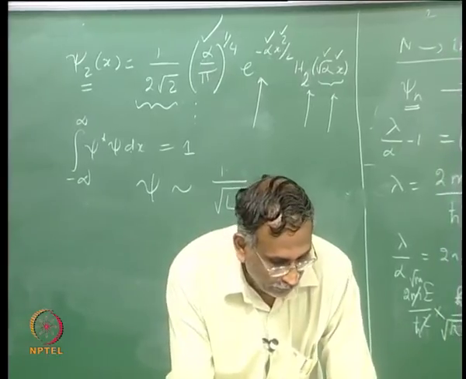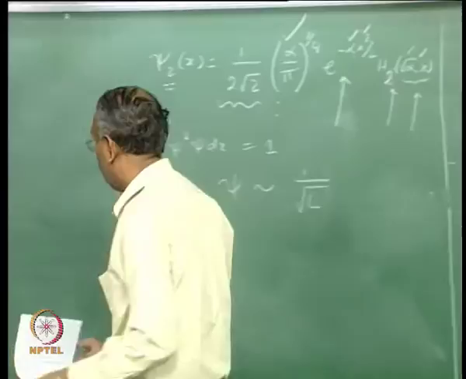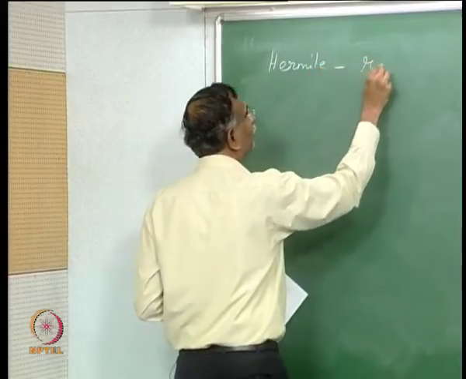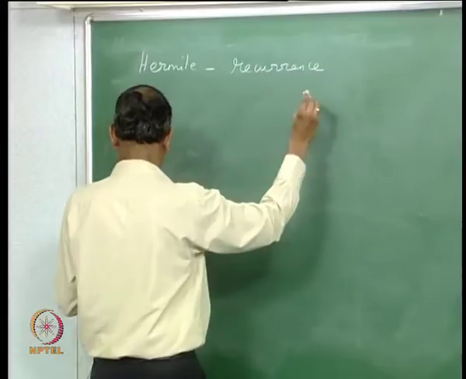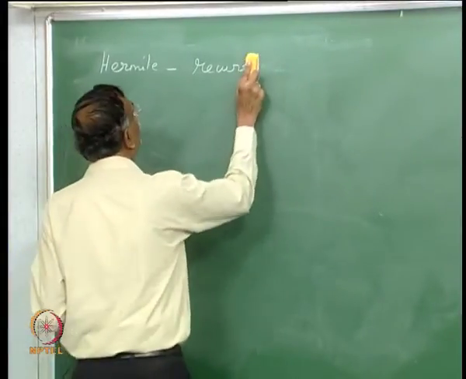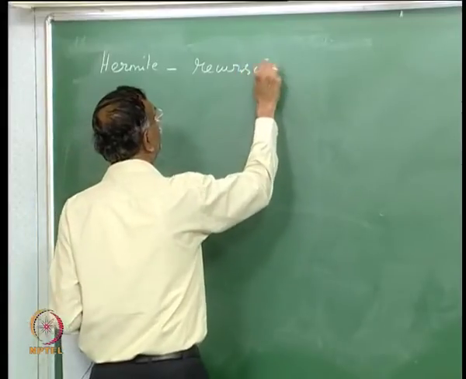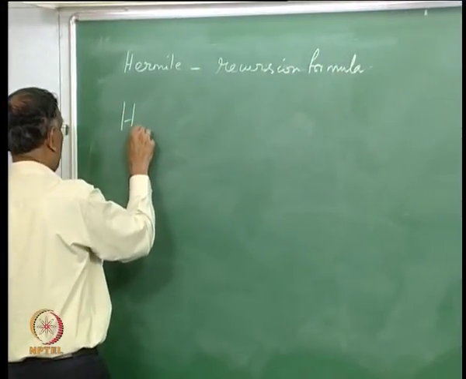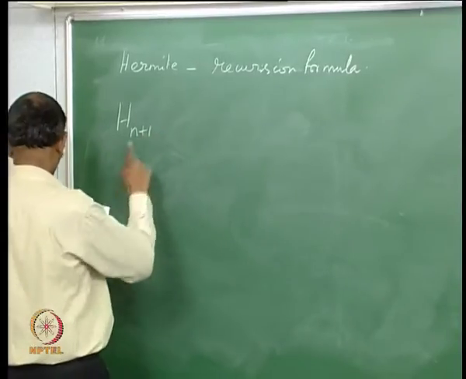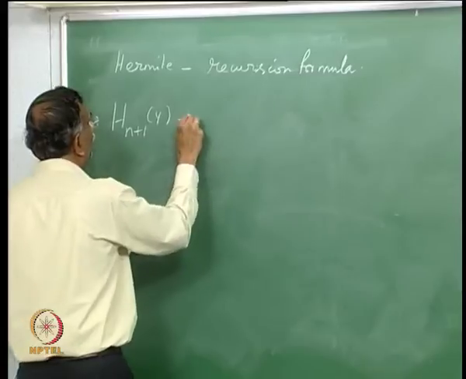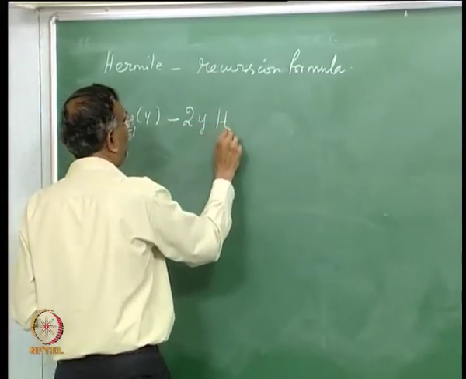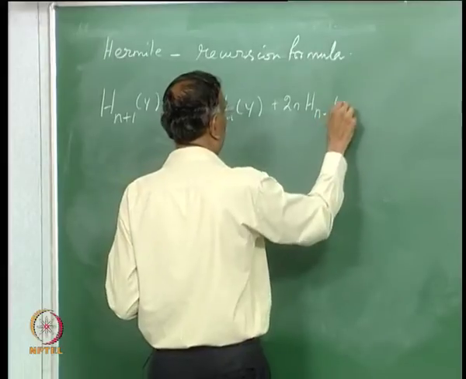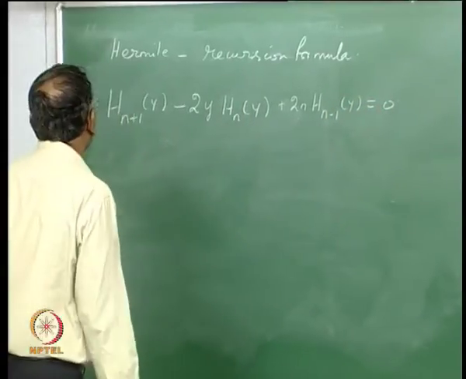Okay. So, let me just write down an extremely important relation that the Hermite polynomials satisfy. It is called the Hermite polynomial recursion formula. Sorry, it is not a recurrence relation, it is a recursion formula. That is, they satisfy this formula, namely any Hermite polynomial of order n plus 1 of y is connected to the Hermite polynomial of order n and the Hermite polynomial of order n minus 1: H_{n+1}(y) minus 2y H_n(y) plus 2n H_{n-1}(y) is equal to 0. Okay. This is very important.